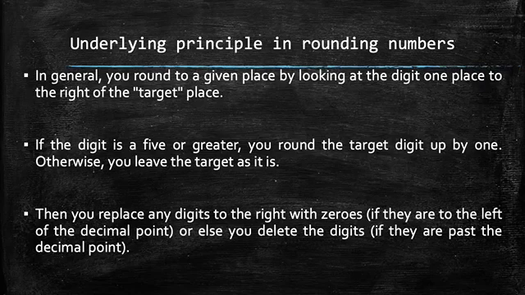In general, you round to a given place by looking at the digit one place to the right of the target place. If the digit is a 5 or greater, you round the target digit up by 1, or otherwise, you leave the target as it is. Then, replace any digit to the right with zeros, that's if they are to the left of the decimal point. Or else, you delete the digits, that's if they are past the decimal point.